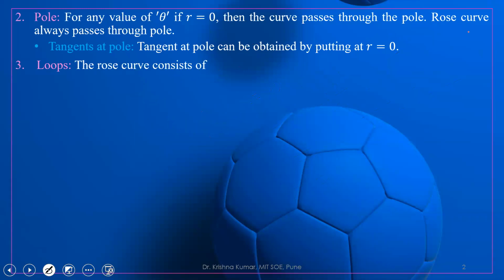Next thing, loops. This is a very important pointer, because this was not in the case of polar curves, but now it will come in Rho's curve. What is the meaning of loops? Rho's curve consists of n loops if n is odd. We have r equal to a cos n theta, r equal to a sin n theta, so the number of loops depends upon the value of n. If the value of n is odd, then we get n loops.